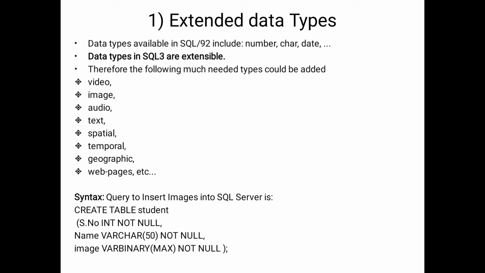Here I will consider the fields serial number or student number as integer data type, and name. These two fields are implemented in SQL also, but here the extra feature is image. So I will consider one field as image. Now I will insert some image into the table with the help of varbinary. Please observe the keyword here: varbinary. With the help of this data type, now I will insert the data into the student table. Actually, these are the extended data types of SQL3.